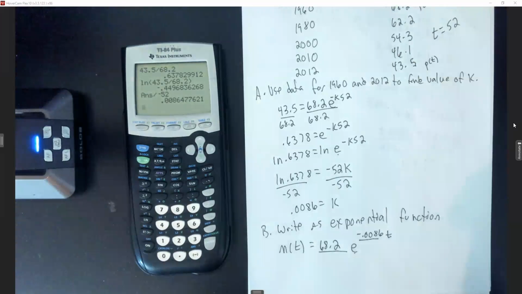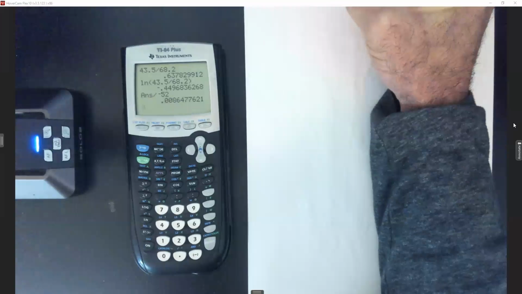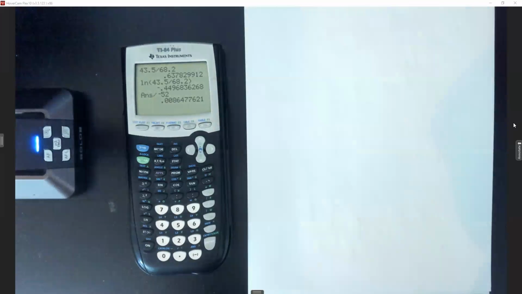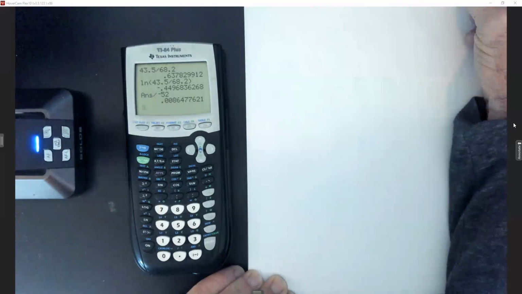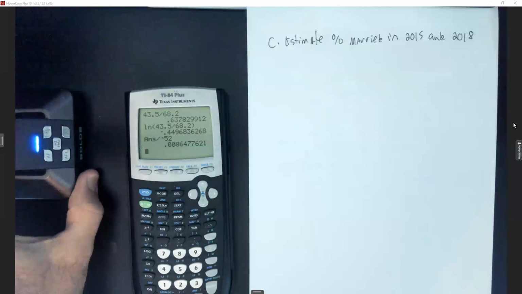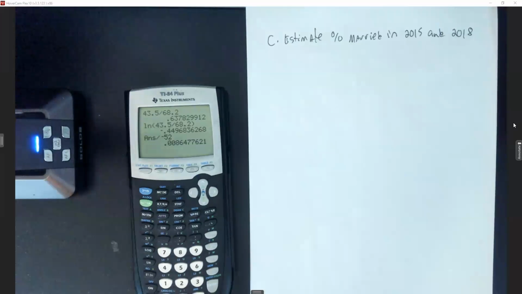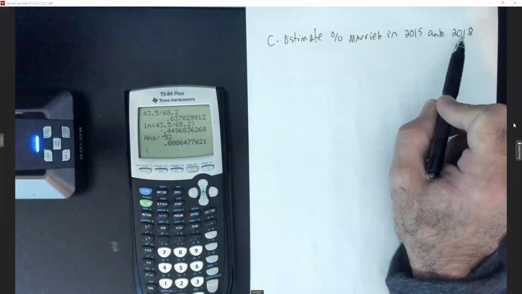Okay. So knowing that, we're going to estimate percent married in 2015 and 2018. Sorry, sir, can you put the page down? We can't see it. All right, you good now? So we're going to estimate the percent married in 2015 and 2018. So let me put our formula back up here.